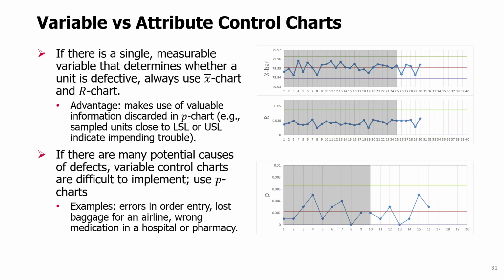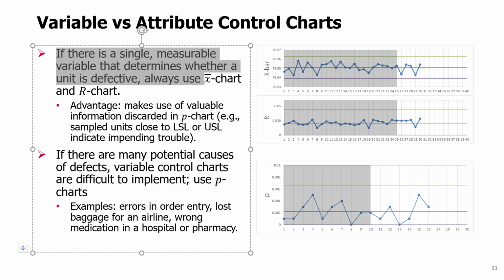When do we use variable control charts, and when should we use attribute control charts? Well, sometimes we have a choice. Maybe there are several variables we can identify that determine quality of the product or quality of our service. And in that case, we might want to control all those variables, or we might create maybe one P chart to detect if the end product was defective or not. But if there is just a single measurable variable that determines whether the unit is defective, it's always a good idea to choose X bar and R chart, together.